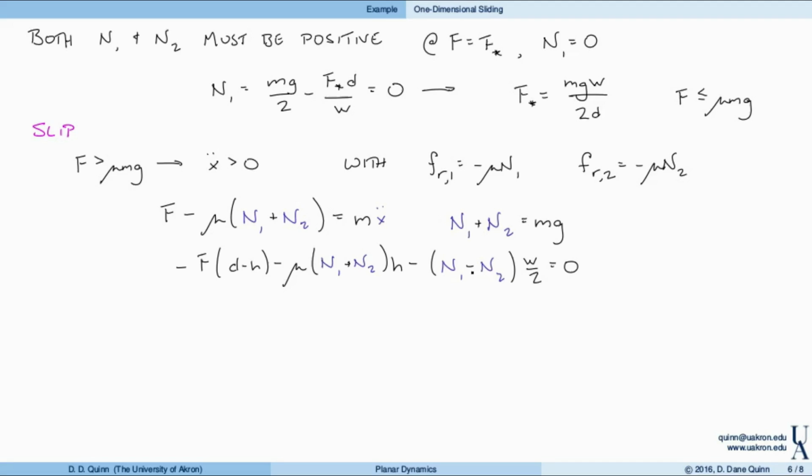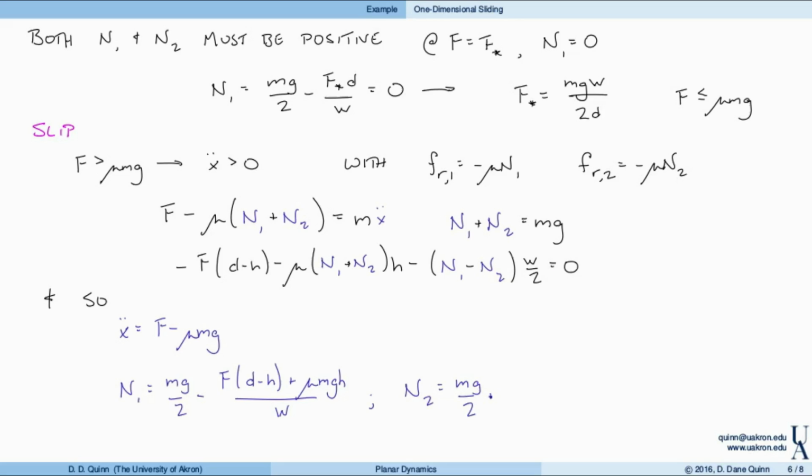So I can solve for these unknowns, and I'm going to go ahead and write that down. It's just some algebra. You can pause the video here if you need to and solve for N1, N2, and x double dot based on these three equations. But what you find is that x double dot is equal to F minus mu mg, and N1 is equal to mg over 2 minus, now we have the following expression, F times d minus h plus mu mgh divided by W. Again, this is all just algebra, and I would urge you to pause the video solution at this point and work this out. But I trust that you can solve three equations with three unknowns.